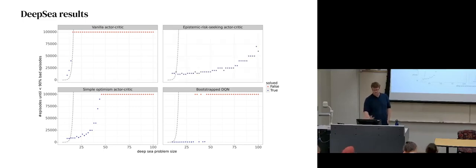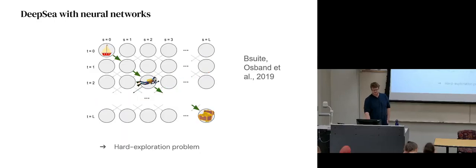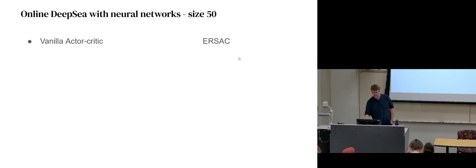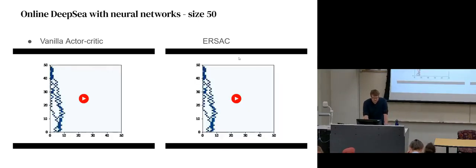And then the epistemic risk-seeking actor critic, which is just this algorithm back here with the blue included, basically scales gracefully out to much higher depths than we typically run BSP for, like out to 100, and it has this quadratic dependence. So here are some videos of what's actually happening. Again, this is a tabular environment, but we're running it with real deep RL.